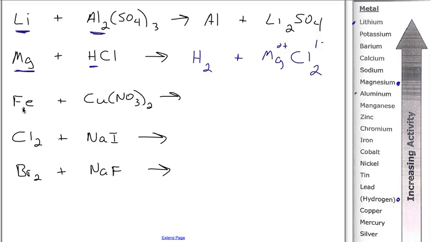Another example, iron. Can iron replace the copper? And so go and look for those two in the table. So iron is right here, and copper is down here. So can iron replace the copper? Yes, it can. And so it will do so. And so the iron kicks the copper out. We end up having copper plus iron nitrate. Let's say this is going to be an iron 2 nitrate, so that would be Fe(NO3)2.